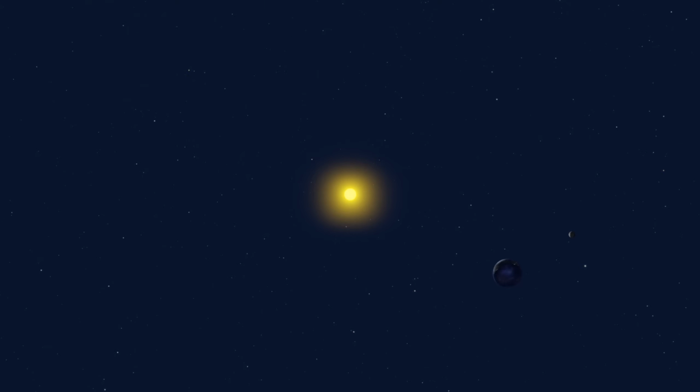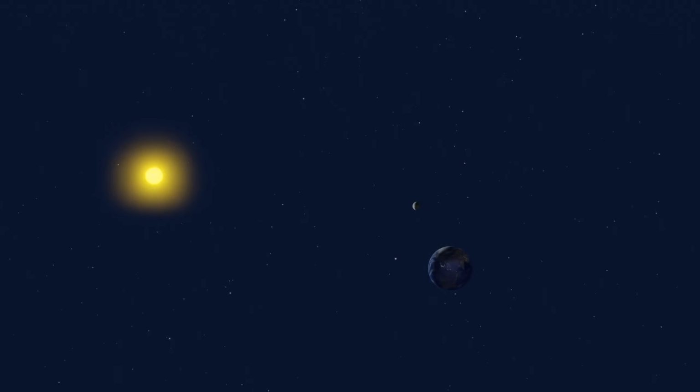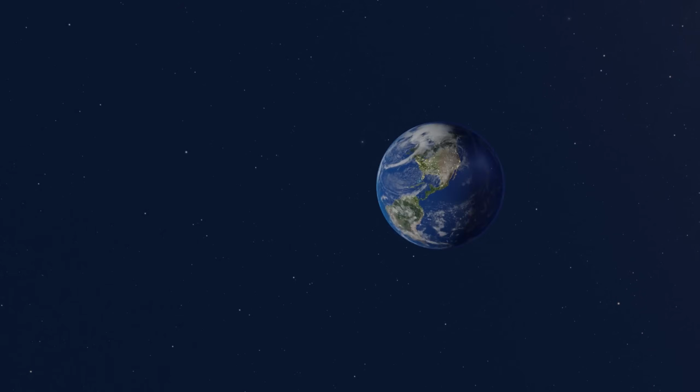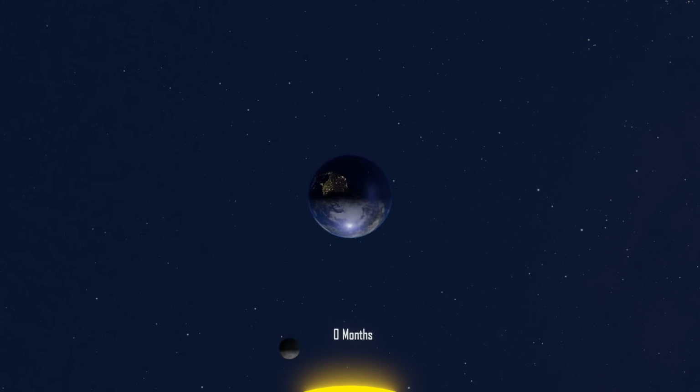When the moon passes between Earth and the sun, its shadow could be cast on Earth, and this is when a solar eclipse can take place. But if the moon passes between the Earth and the sun roughly once a month, why are solar eclipses so rare?